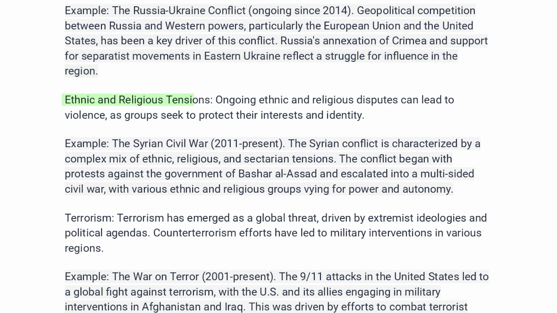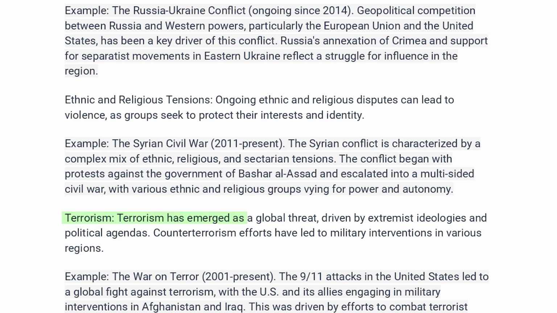Ethnic and religious tensions. Ongoing ethnic and religious disputes can lead to violence, as groups seek to protect their interests and identity. Example: the Syrian Civil War, 2011-present. The Syrian conflict is characterized by a complex mix of ethnic, religious, and sectarian tensions. The conflict began with protests against the government of Bashar al-Assad and escalated into a multi-sided civil war, with various ethnic and religious groups vying for power and autonomy.